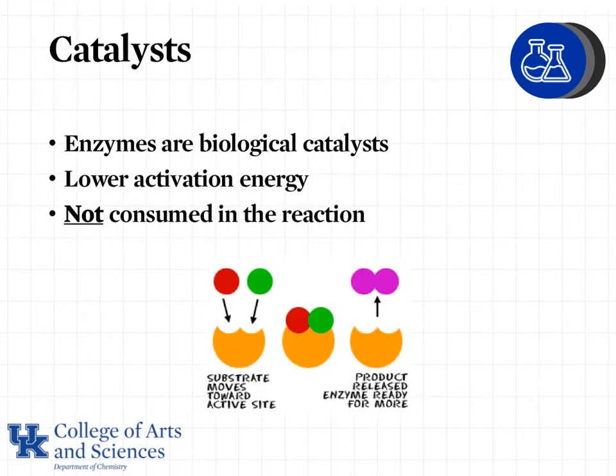So we've already talked about catalysts and their role in speeding up reactions, and enzymes are just biological catalysts. They lower the activation energy, just like the catalysts we saw in other reactions, and they're not consumed in the reaction. So we have an enzyme, we use it, the reactants come in, the reaction occurs, the products leave, and then the enzyme can be used over and over again. So it's there at the beginning of the reaction, and it's there at the end of the reaction.